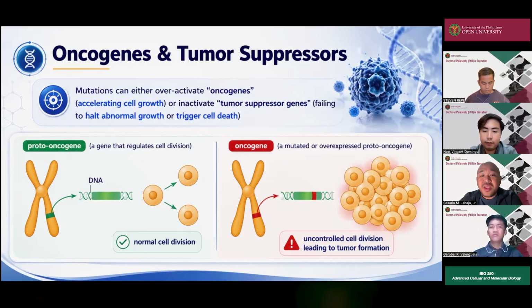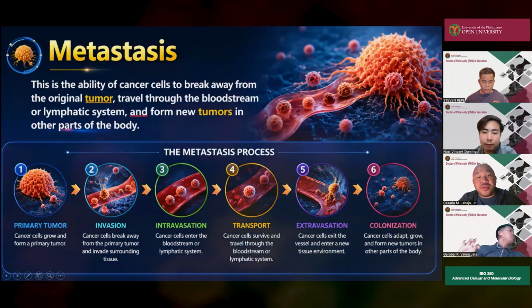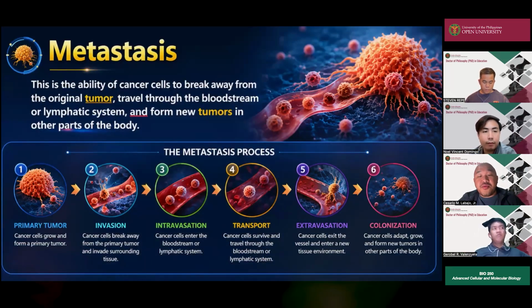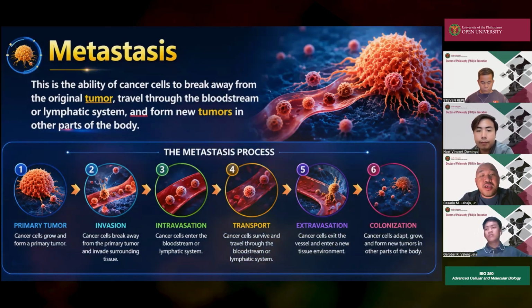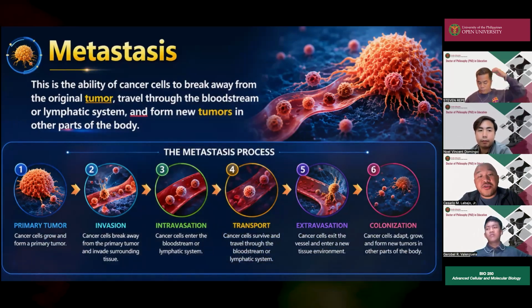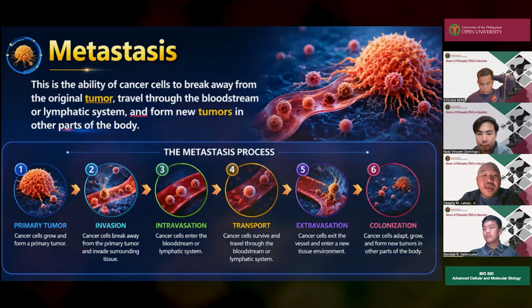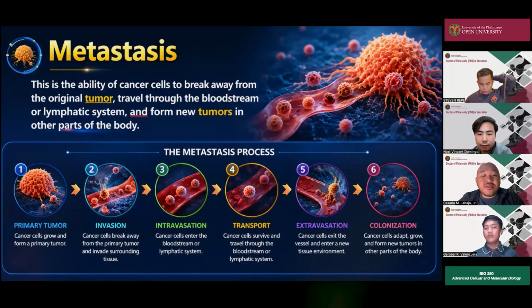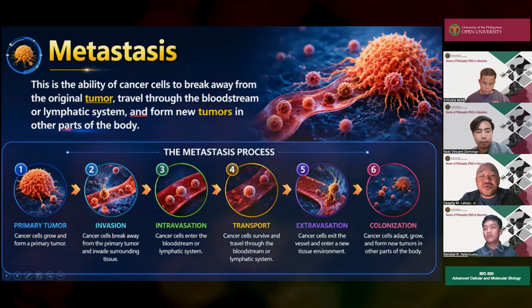Next, metastasis is the spread of cancer from the original tumor to other parts of the body. Cancer cells first invade nearby tissues, then enter blood or lymph vessels. After traveling, they exit into new tissue and start growing there. This process makes cancer more difficult to treat.